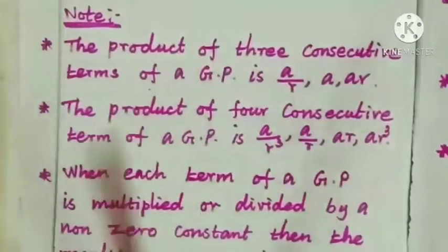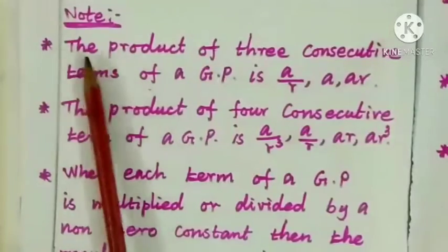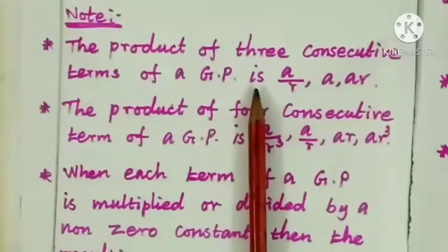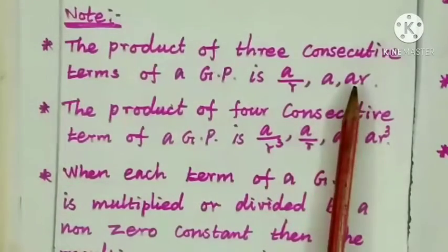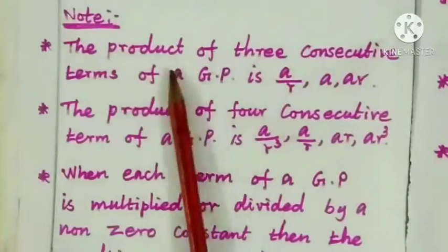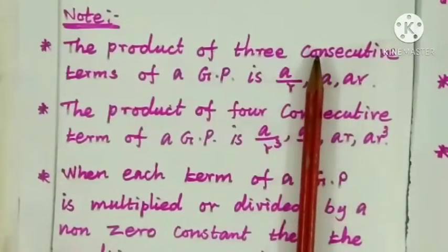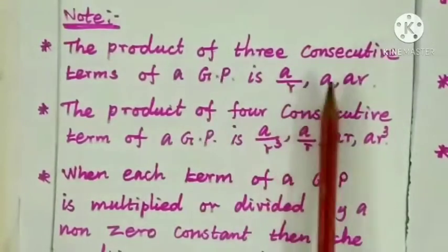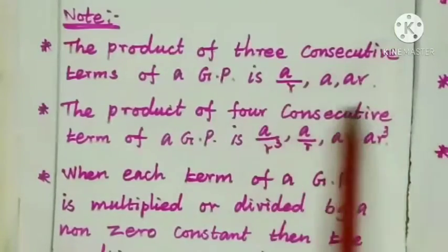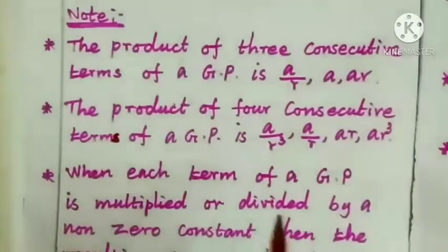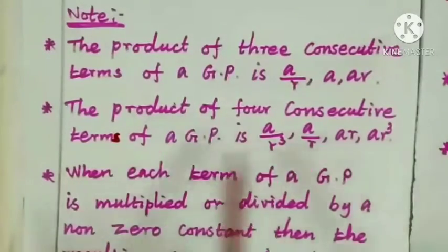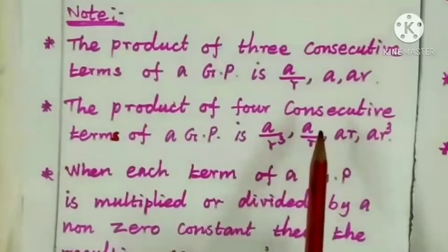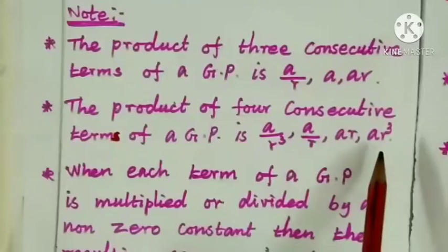Next we see some important note points of GP. See the first point: the product of three consecutive terms of a GP, take the terms as a/r, a, ar. That is, when the product of three consecutive terms of a GP is given, we can take the three terms as a/r, a, ar. Here the common ratio is r. The next point: for the product of four consecutive terms of a GP, take a/r³, a/r, ar and ar³.